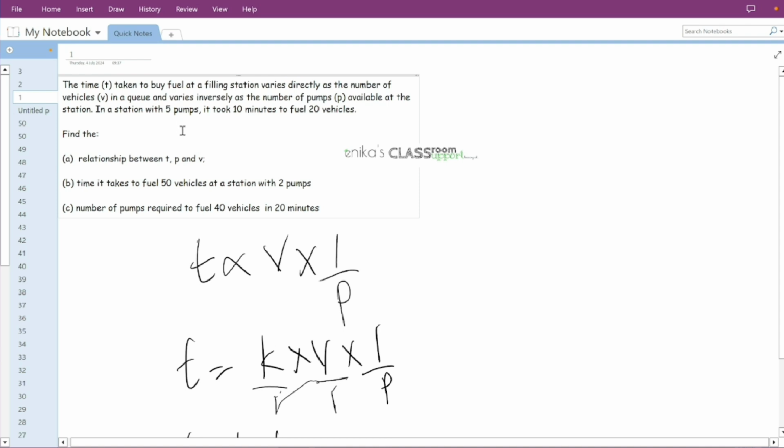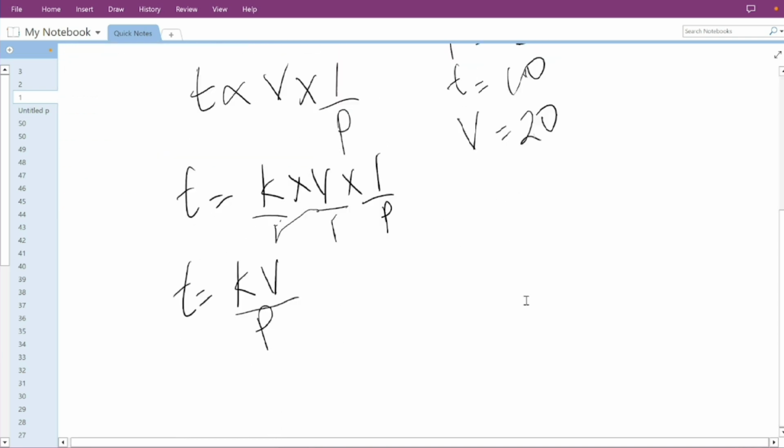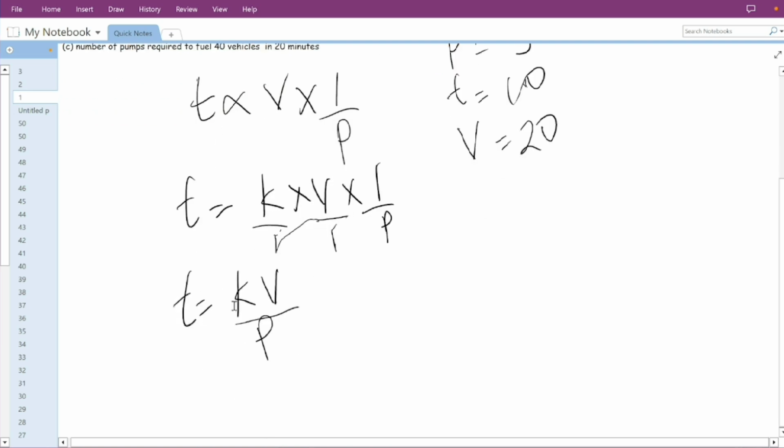We have a station with 5 pumps, so pumps, P is 5, time, T is 10, and V, that's vehicles, there are 20 of them. We use these 3 values to find our K, which is a constant. The T can change, the V can change, the P can change, but the K is constant. So we know our T is 10, so we have 10 equals K, which is unknown, times V, which is 20, over P, which is 5. With this, we find our K, which is a constant.